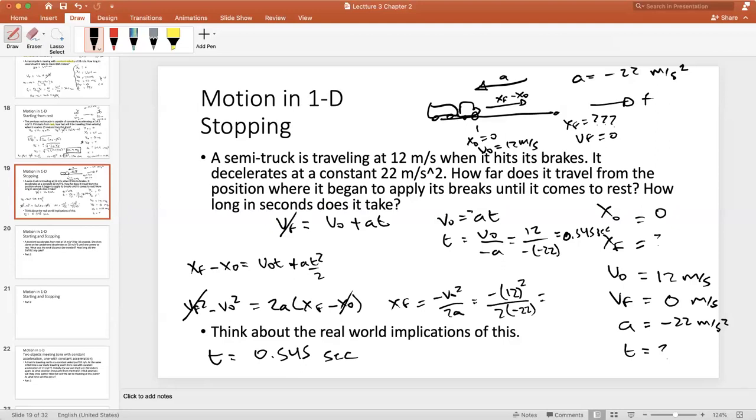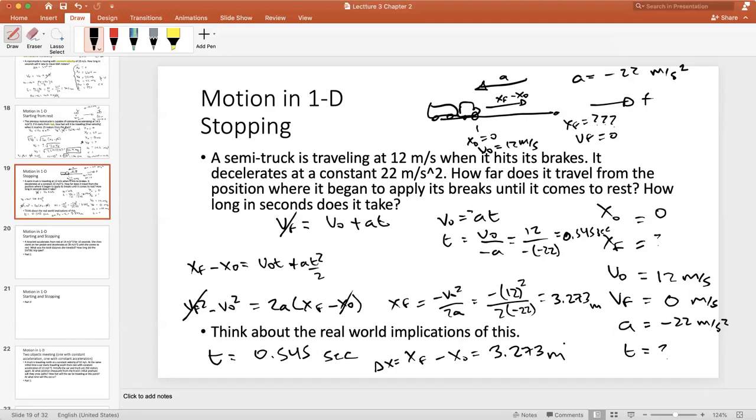The distance had better be positive, because how could it have a negative unless it slid backwards or something? So 12 times 12 is 144. And if I divide that by 44, I get 3.273 meters. Okay, so delta x, which is x final minus x initial, is 3.273 minus 0. And remember what we said about being able to analyze this as a real world problem? That's a little bit more than, that's about 10 feet.